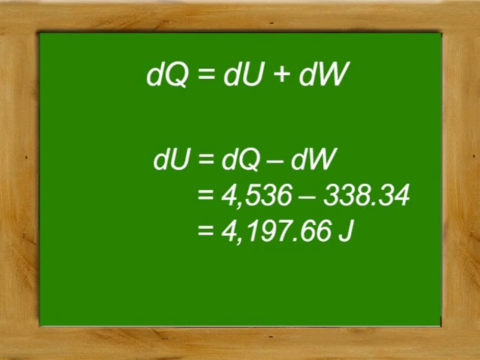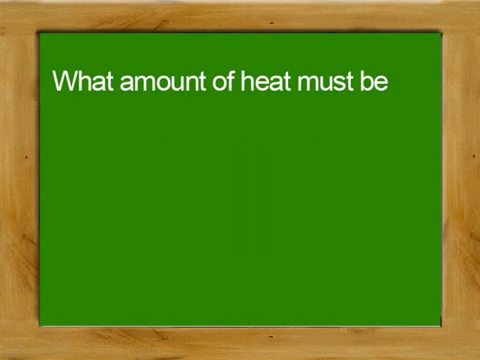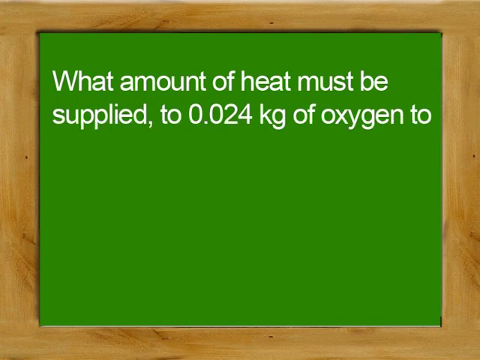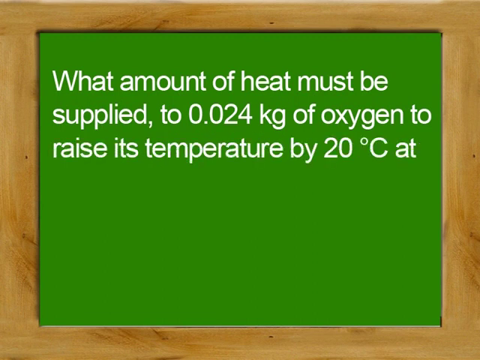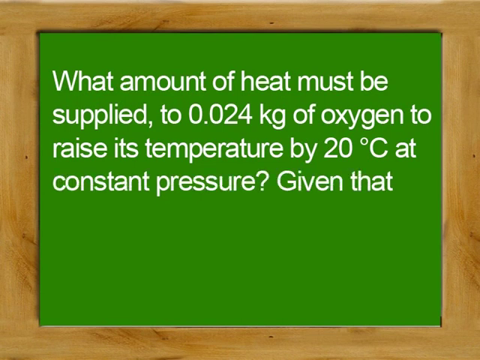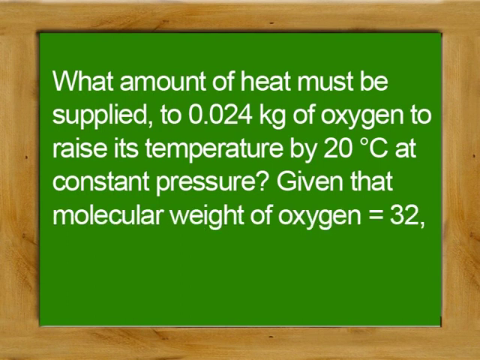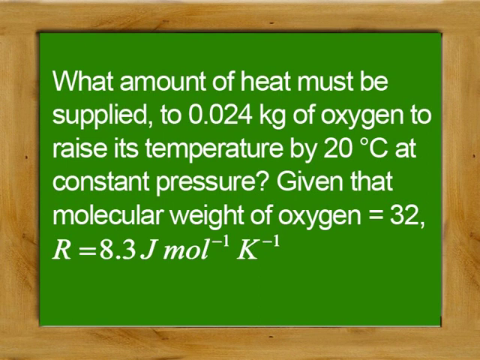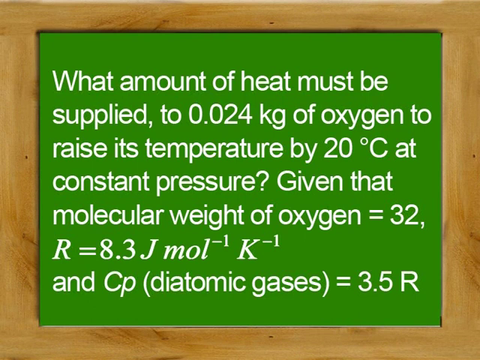The problem is, what amount of heat must be supplied to 0.024 kilogram of oxygen to raise its temperature by 20 degrees Celsius at constant pressure. Given that molecular weight of oxygen is equal to 32, R is equal to 8.3 joule per mole per Kelvin, and Cp for diatomic gases is equal to 3.5 R.